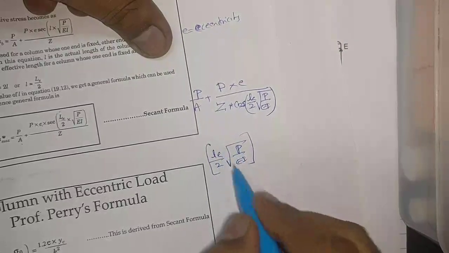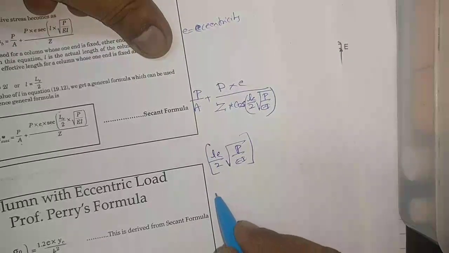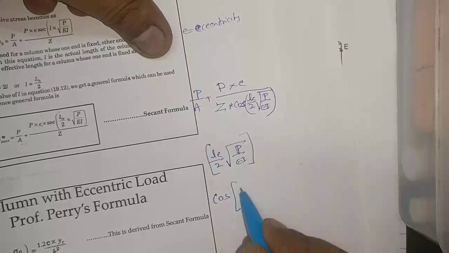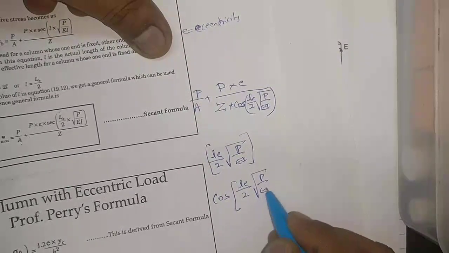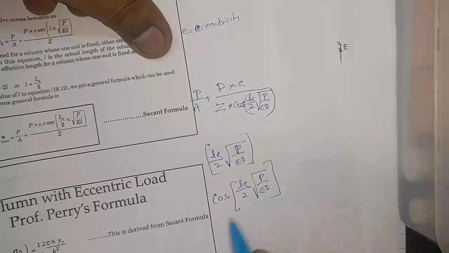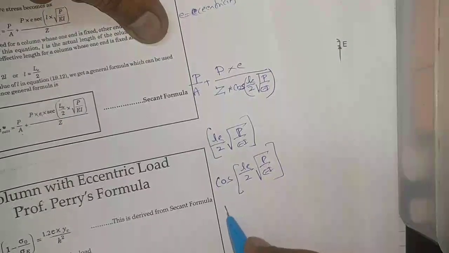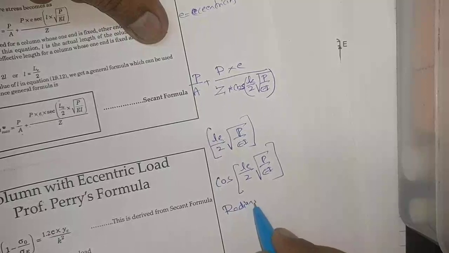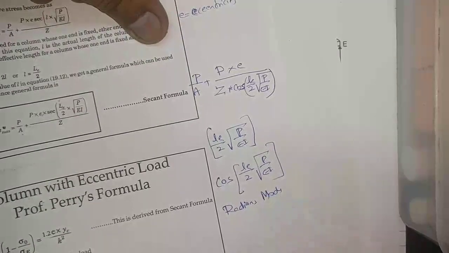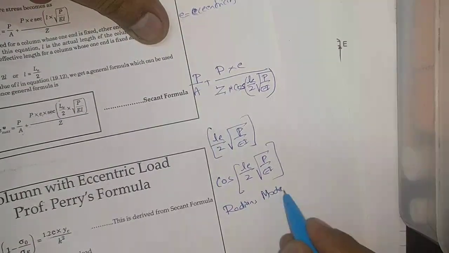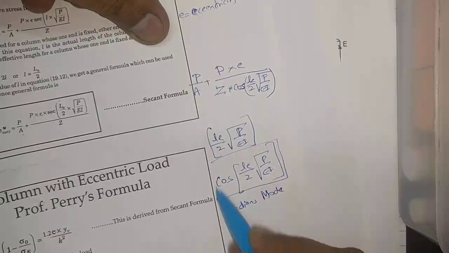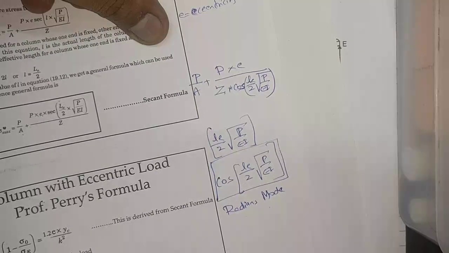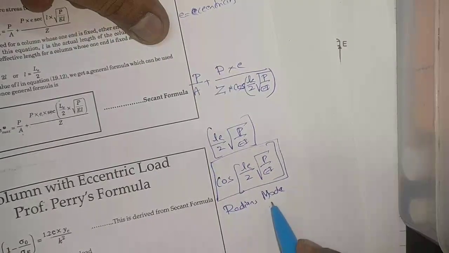Then you find out this one, cos of (L/2)√(P/EI), keeping the calculator in radians mode. Your calculator should be in radians mode when you are finding out this value. Then what you have to do is multiply this with Z.